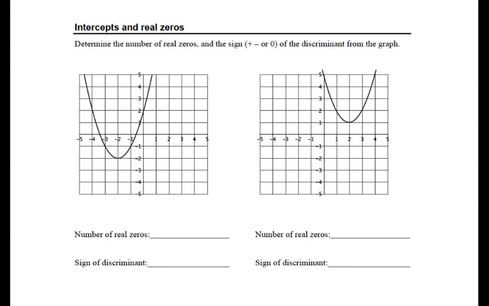I can now carry this idea over to graphs by first identifying the number of real zeros, remembering that the real zeros of a function are the same as the x-intercepts of the graph. So the number of real zeros I'm going to determine by counting the x-intercepts of the graph. In this case, we have 1, 2 real zeros, and therefore I know that this must have a positive discriminant.